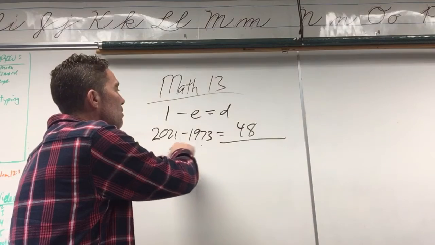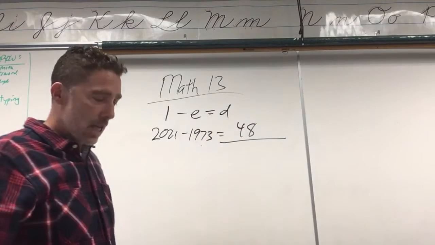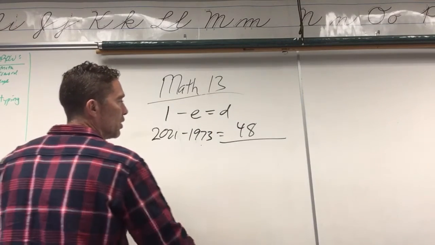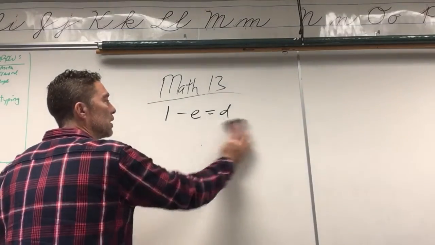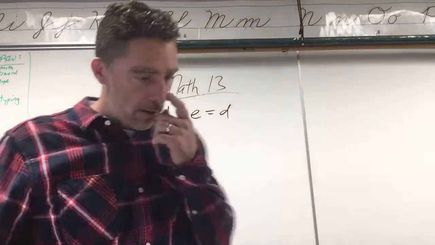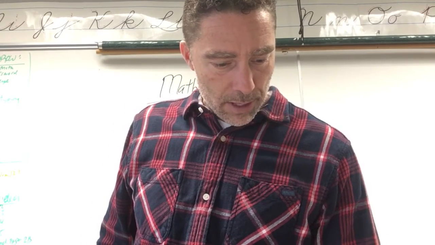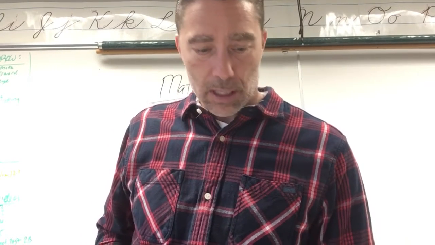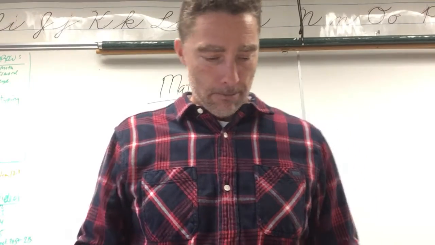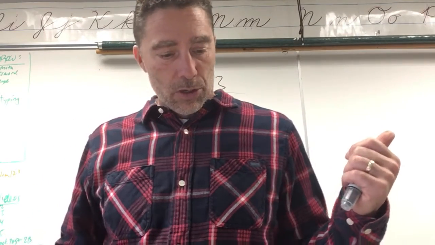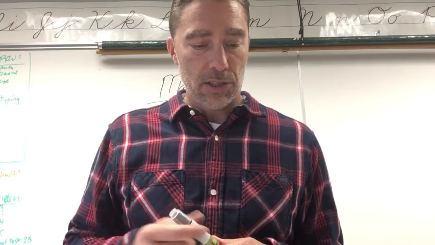You have the later minus the earlier equals the difference. And all you got to do when you know that formula is just plug in the numbers. There's an example in Math 13 that says, example 2, how many years were there from when Columbus landed in America, 1492, to the year the Pilgrims landed in 1620?